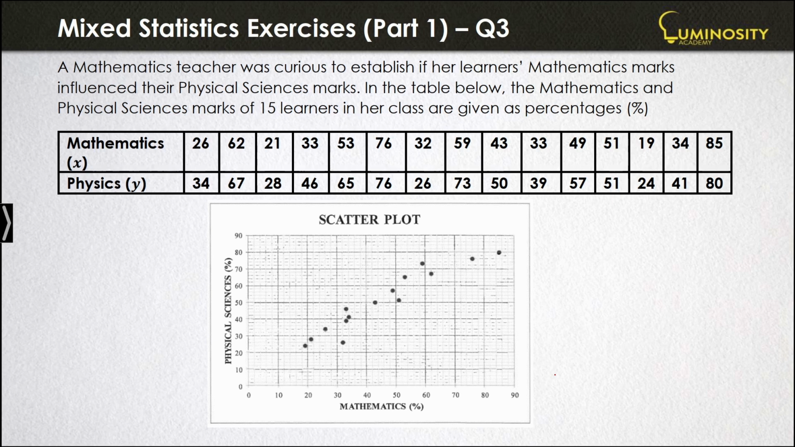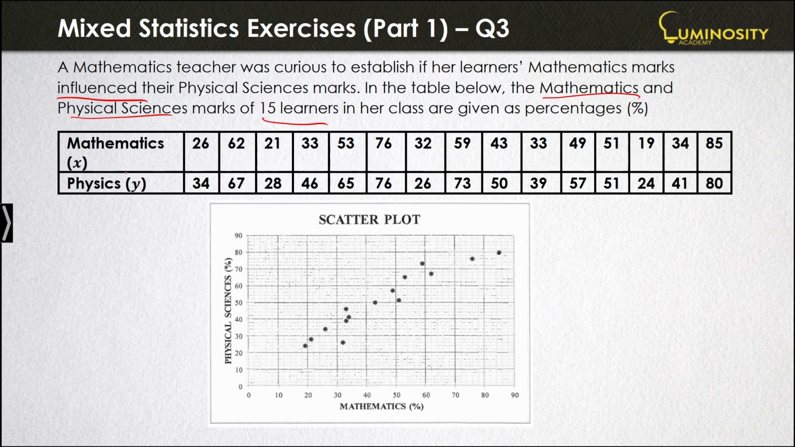A mathematics teacher was curious to establish if her learners' mathematics marks influenced their physical science marks. In the table below, the mathematics and physical science marks of 15 learners in her class are given as percentages. So you can see they've labeled X and Y for you. So X is the independent variable.